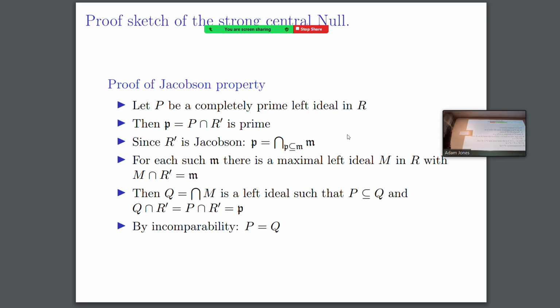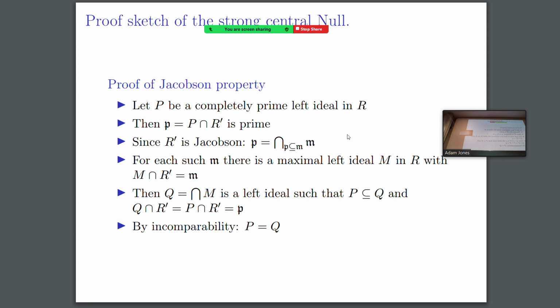Which means by the incomparability lemma, since we assume that P is a completely prime left ideal, that these two ideals are the same, P and Q. So Q is an intersection of maximal left ideals, and hence P is an intersection of maximal left ideals. So this is the proof of the claim.